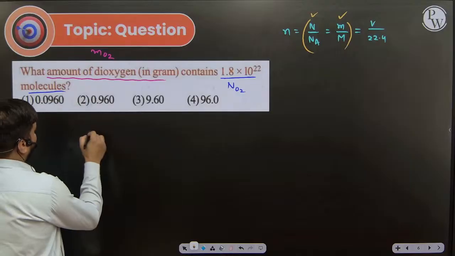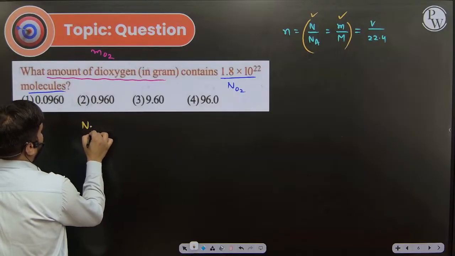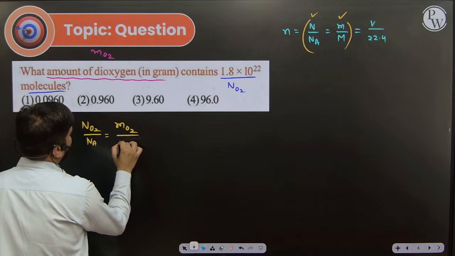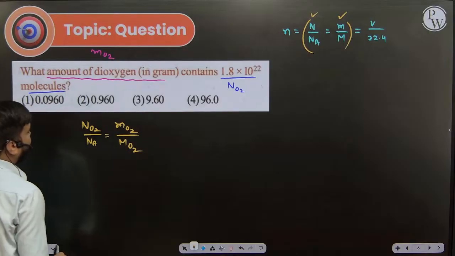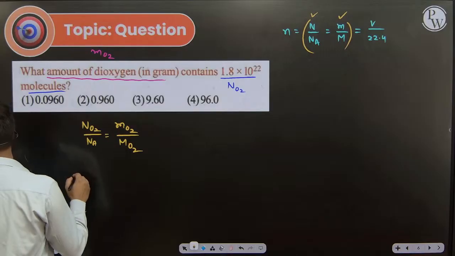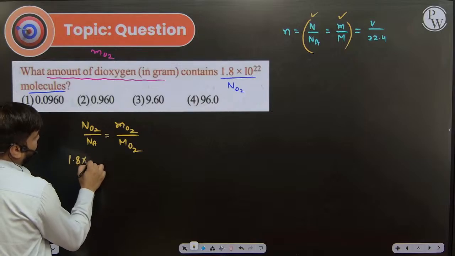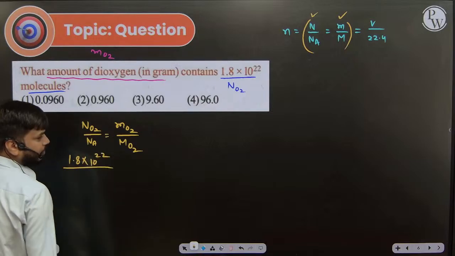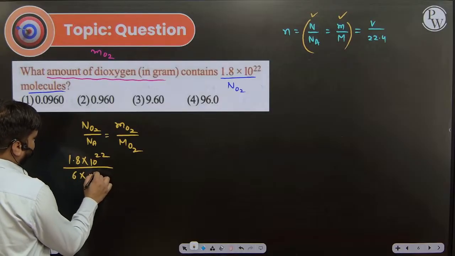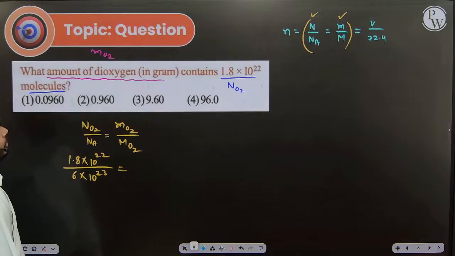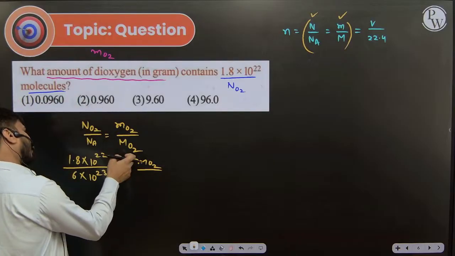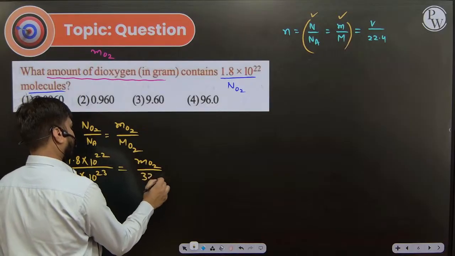Now let's talk about that. So number of particles of O2 by Avogadro number will be equal to mass of O2 divided by molar mass of O2. So number of O2 particles which is given to us, that is 1.8 into 10 to the power 22, divided by Avogadro number, which we already know. In round figure we can put 6 into 10 to the power 23, is equal to mass, which we have to calculate, divided by molar mass of O2. Molar mass of O2, 16 into 2, that will be 32.